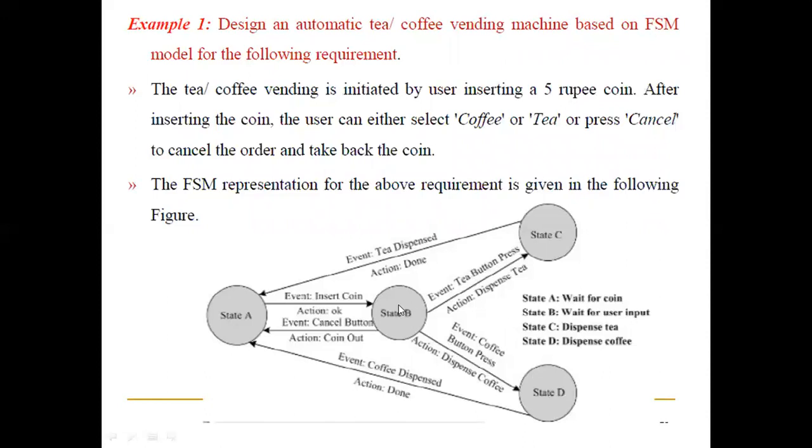So here from state B, if you press the tea button, it will go to state C and dispense tea, and the action is done, and it will come back to its original state. From here, if you press for a coffee, it will dispense a coffee. After dispensing, it will go back to the initial state. This is what the first example is.